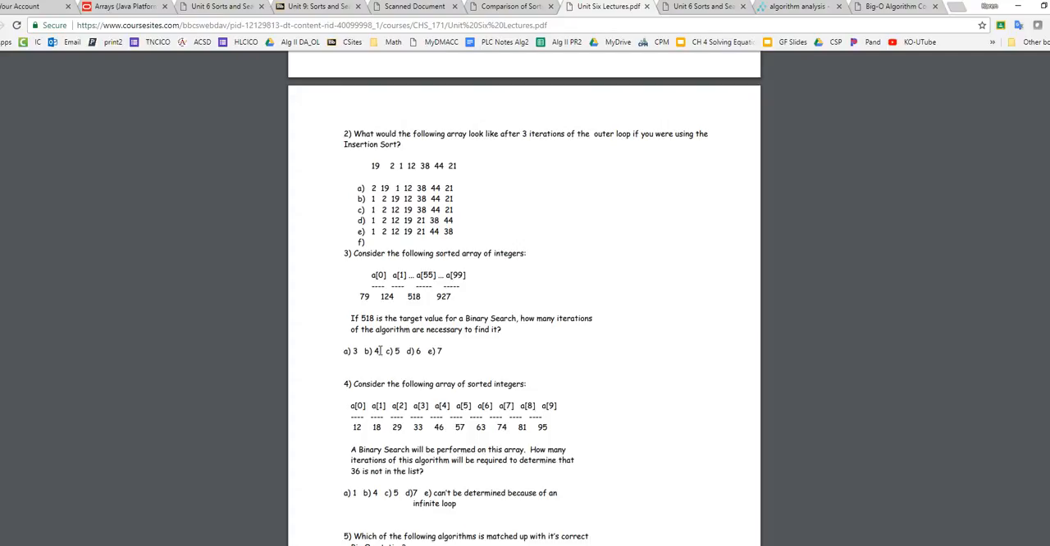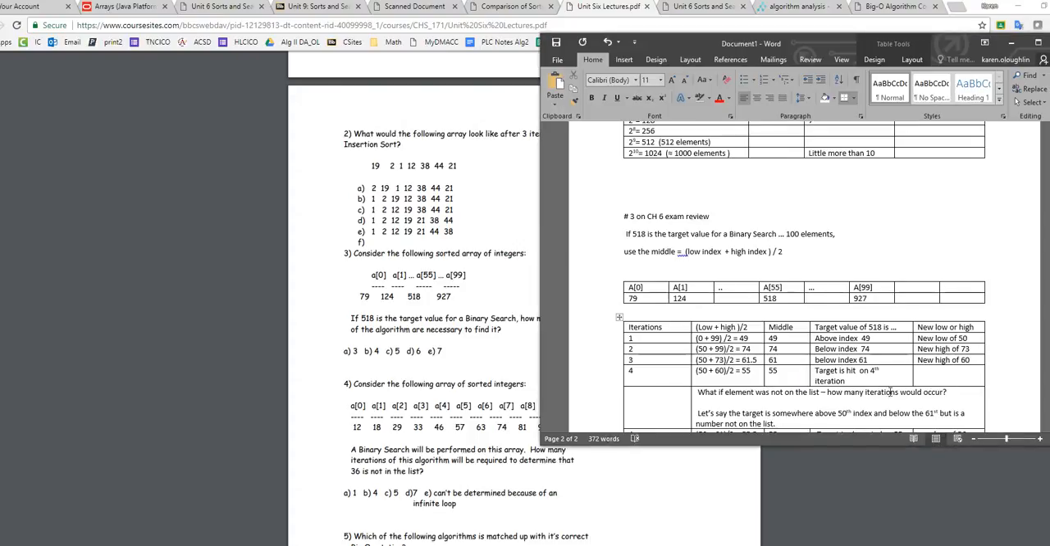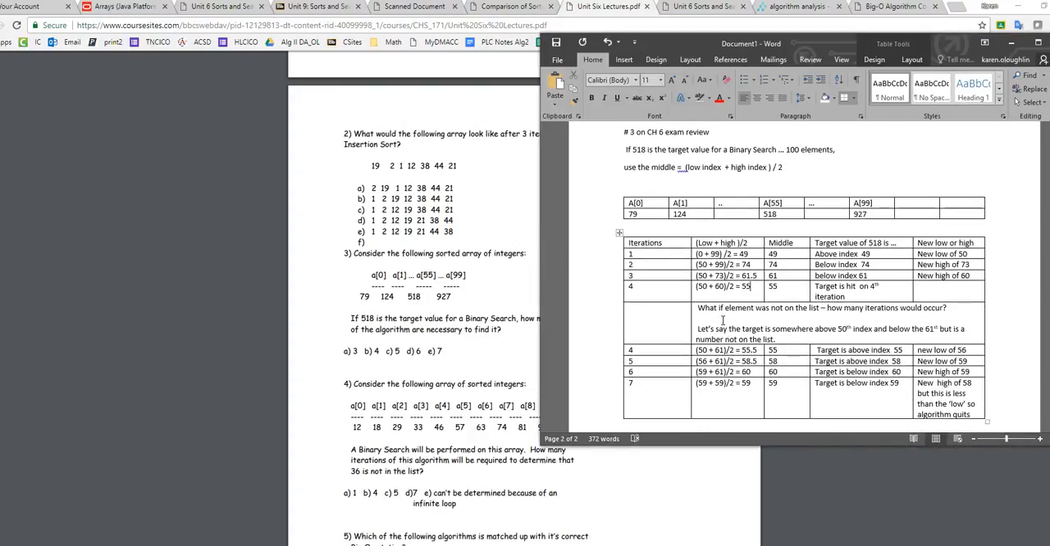However, what if I change the question? And that's kind of like this question down here on number 4, but I'm going to use number 3 to answer it. I'm going to say, if a binary search is performed, how many iterations are required to determine that a number is not on the list? So if I go back to my work and I say, what if we change the question?